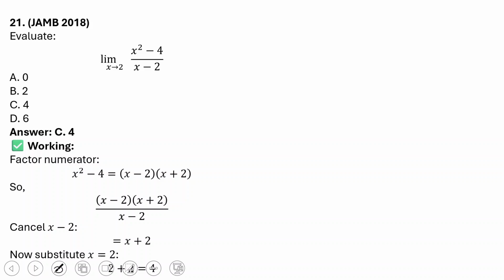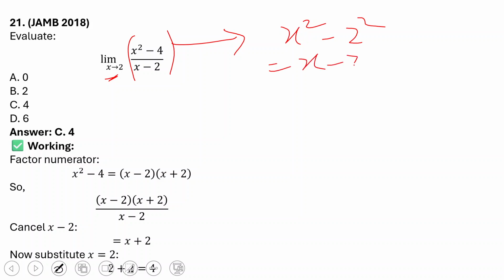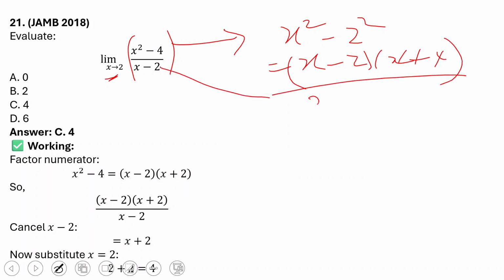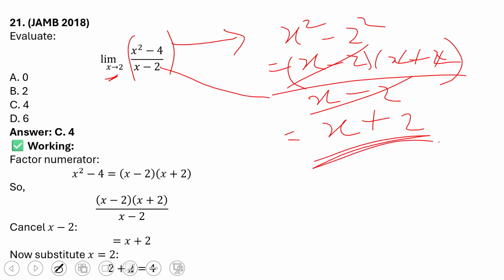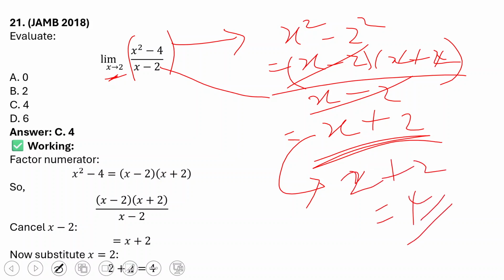Now evaluate the limit of this function as x tends to 2. So I can do what we call factorization of the numerator. This is a difference of two squares. It's written as x squared minus 2 squared, the same thing as saying x minus 2 and x plus 2, all over this one, x minus 2. So this will cancel this. What I have left is x plus 2. So we need to put where x is equal to 2. X is 2, so 2 plus 2 is 4. 4 is the answer.